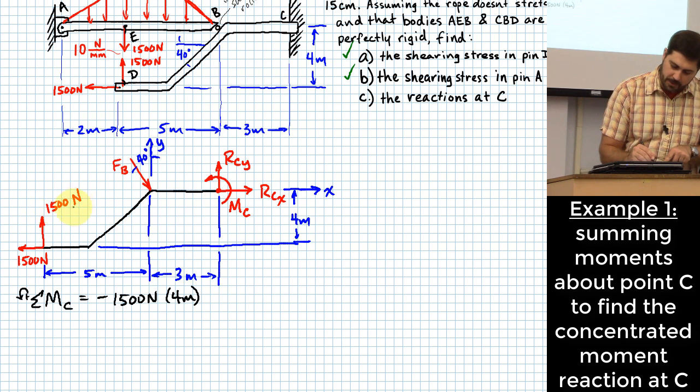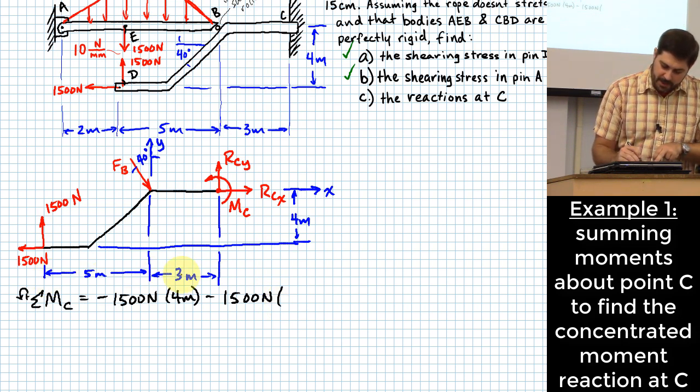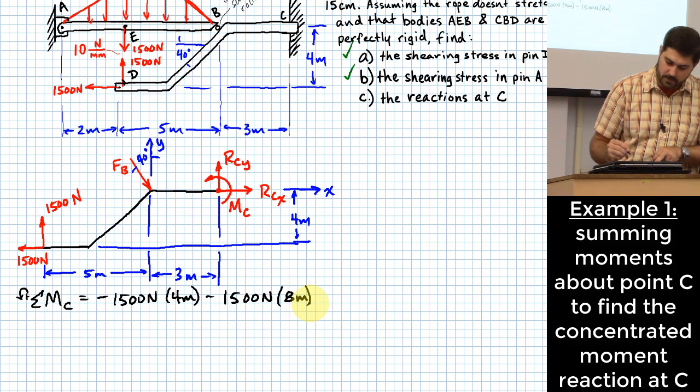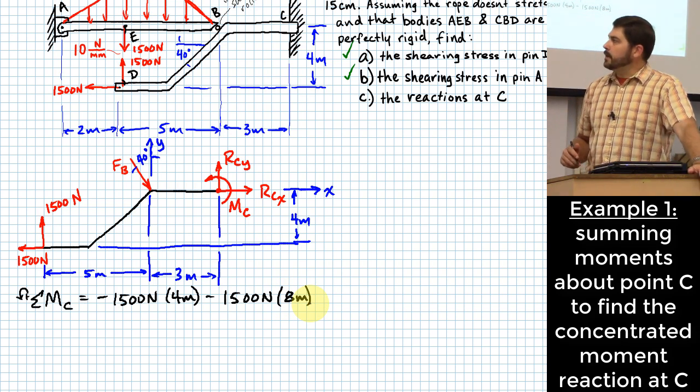The other 1,500 newton force vertically, what direction does it try to rotate? Also clockwise, so I take minus 1,500 newtons. What length is it acting? Okay, 5 meters plus 3 meters to location C. So that'll be 8 meters. Okay? Then what?